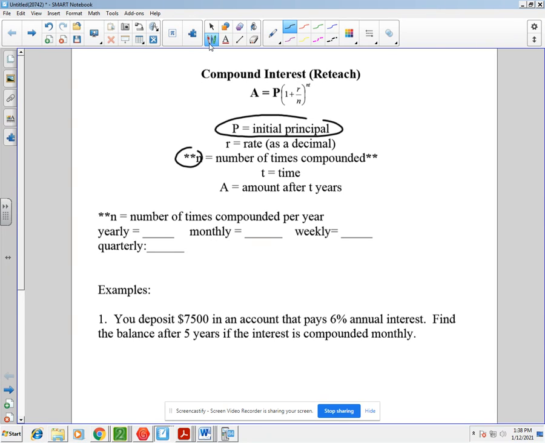Okay, so first thing, if we pay you interest once a year, N is equal to 1. If we pay you interest monthly, N is equal to 12. If we pay interest weekly, there are 52 weeks in 1 year, so the answer is 52. And the other one that we frequently see is quarterly. Quarterly is 4. Sometimes you'll be asked to do semi-annually, which means N is equal to 2 because there are 2 half years in a full year.